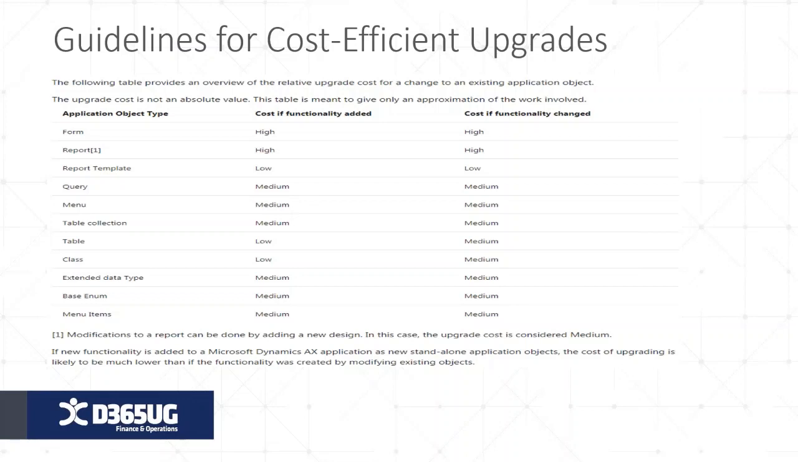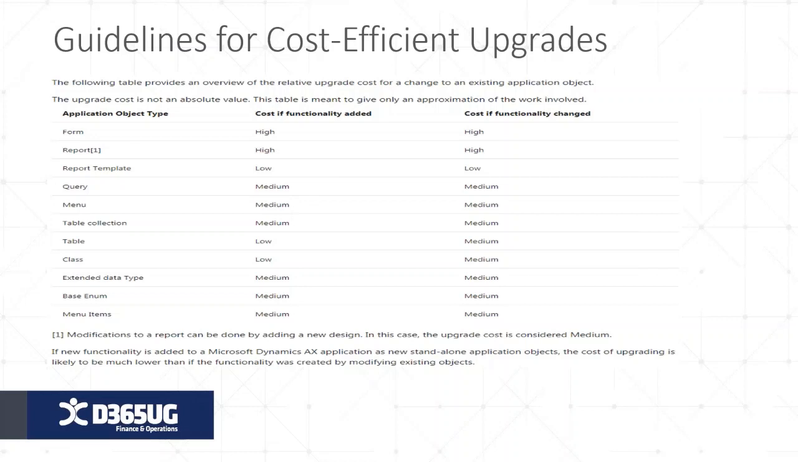So whenever you're looking to customize something, if it is a form, the cost is very high if any functionality is added. If functionality is changed, that is also high. For reports, if you add functionality, that is high, but for report template, both are low. So obviously change templates, never change the report itself. Query, medium, both. Menu, medium. Table collection, medium. Table, very low. And if functionalities are added, then class, very low, because those are the preferred method of writing code.